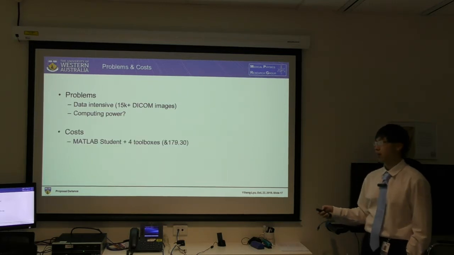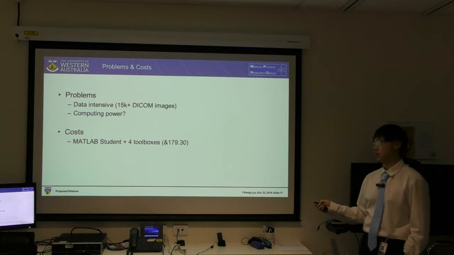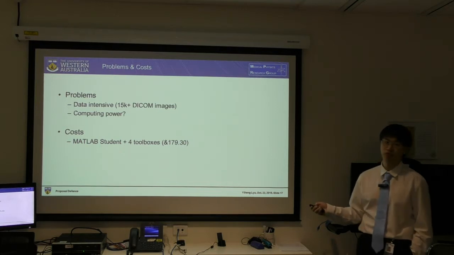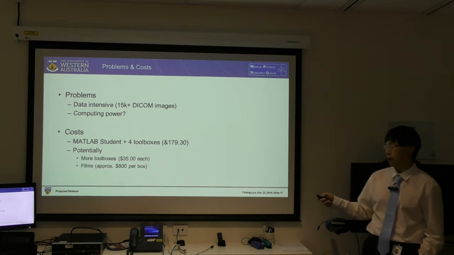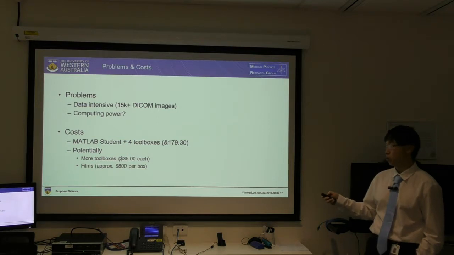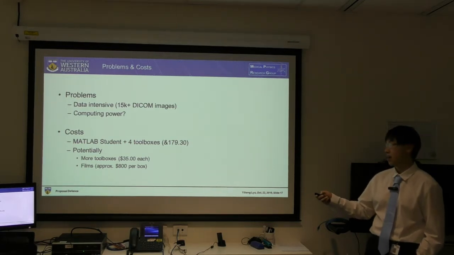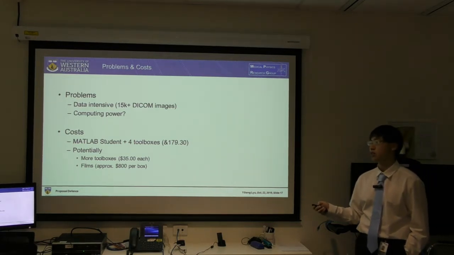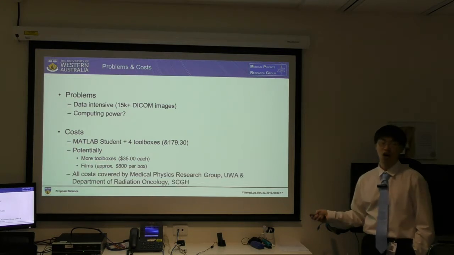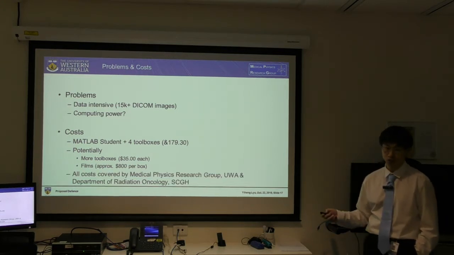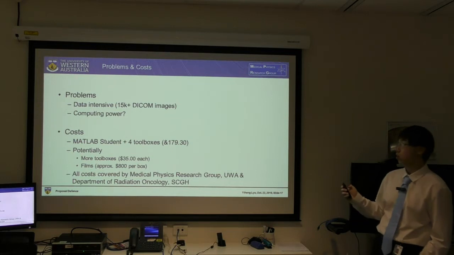The cost involves the MATLAB student package and Gafchromic, which costs $180. Potentially, I might need to purchase more, which cost $35 each, and I might need to use some films, which cost approximately $800 per box. Fortunately, all costs are covered by our medical physics research group and the Department of Radiation Oncology.